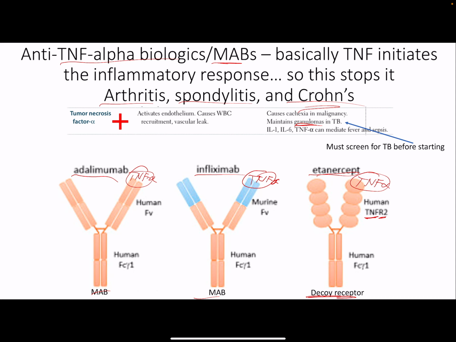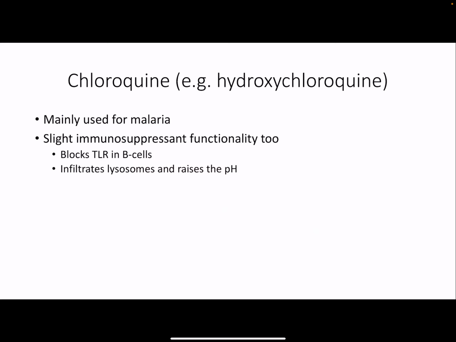So if you go on one of these drugs, you have to be screened to make sure that you don't have some sort of latent tuberculosis sitting within your body trapped in a granuloma. Because if you did, you would take this drug and it would stop the TNF alpha, which means your granuloma would dissolve, which means the tuberculosis would get out and cause a problem.